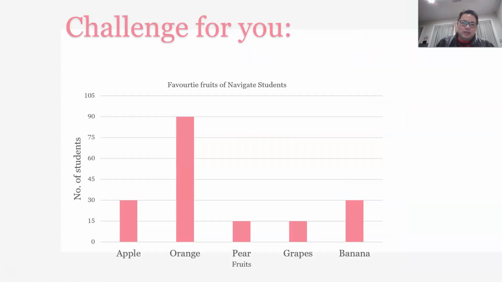And the last activity that you need to do is to complete a pie chart for me with this information. So what you need to do is to convert this into a pie chart. Okay, you may want to pause the video, copy down all the values for each of the fruits, like apple is 30, orange is 90 people, pears you have 15, grapes you have 15, and bananas you have 30 people. So this was a survey done to the Navigate students. Okay, so I want you to create a pie chart accordingly. Okay, pause the video and complete the graph.